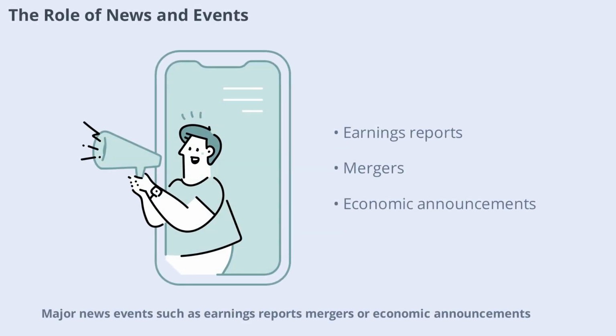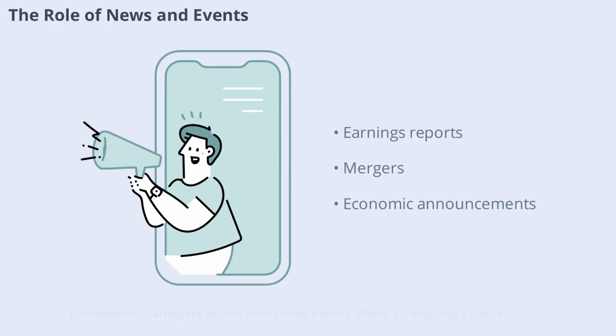Major news events such as earnings reports, mergers, or economic announcements can significantly impact stock prices. Fundamental analysts assess how these events affect a company's value, while technical analysts watch for price reactions and new trends. Staying informed about current events is essential for both approaches, as it helps you respond quickly to market changes.